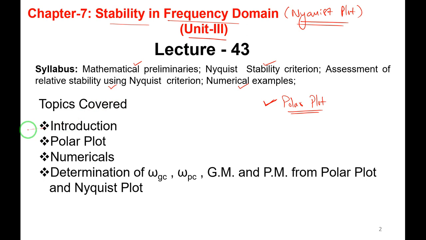In today's lecture, we'll see the brief introduction, then the polar plot, the numericals on the polar plot, and determination of gain crossover frequency omega GC, phase crossover frequency omega PC, gain margin and phase margin from the polar plot. If I study all these specifications, omega GC, omega PC, GM and PM for the polar plot, it is as good as studying them for the Nyquist plot. That we'll see, right? One and the same. What is the slight difference between the polar plot and the Nyquist plot? We'll see. First, we'll study the polar plot. We'll concentrate only on this today, right?